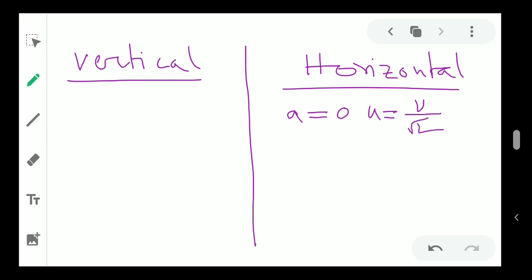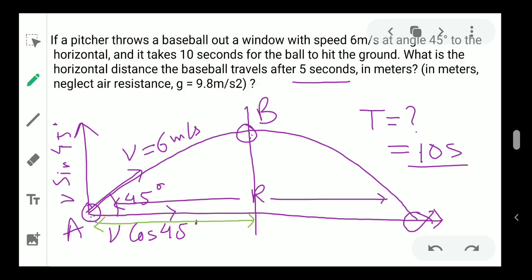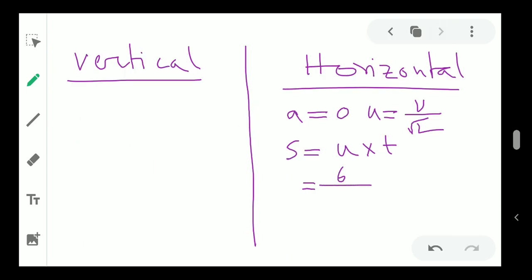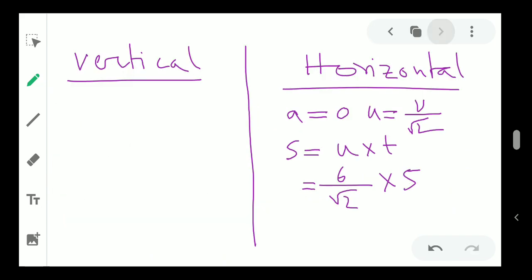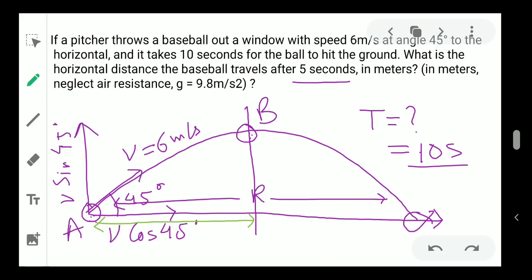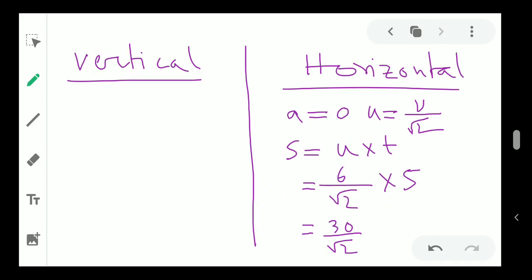And we know that when a is equal to 0, we can always write s is equal to ut formula. So in this case, u into t. u is given, that is my v, that is 6 by root 2, into t, that is 5 seconds, because I have to find out the range for 5 seconds. So I can write 30 by root 2. So this math is done. This math is done very easily.